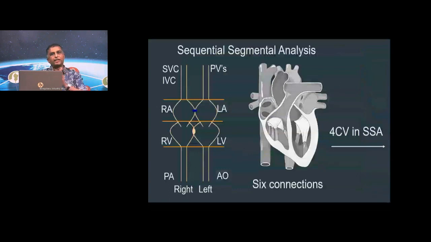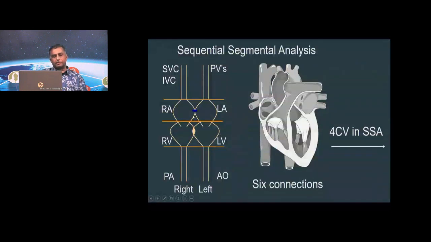So much for looking at the heart as a whole organ. Now we move on to sequential segmental analysis. And what is this segmental analysis all about? We need to understand that the heart comprises the venous level. The blood reaches the heart through the pulmonary veins on the left side, the SVC and IVC on the right side, reaches the atria, which connect up with the ventricles, and the ventricles pump blood into the great arteries, right? So there's a venous level, atrial level, ventricular level, arterial level.